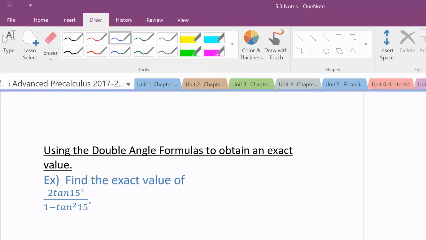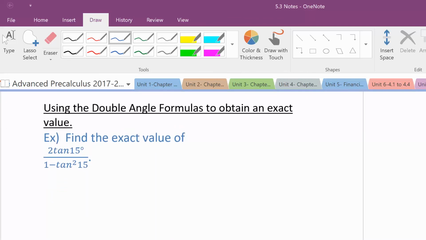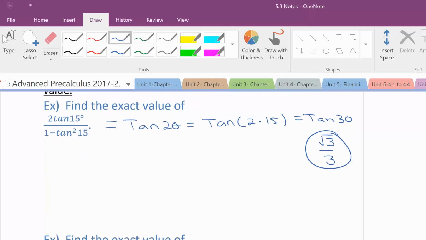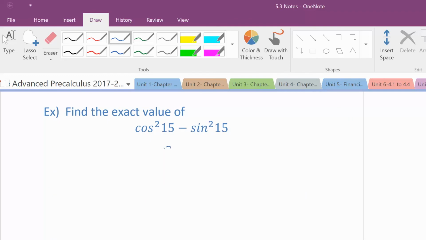All right, the double angle formulas to find the exact value. You look and see, well, which formula is this? This is the tangent of 2 theta. Theta is 15 here, so tangent 2 times 15 equals tangent 30. And the tangent of 30 is radical 3 over 3. When you're dealing with cosine squared minus sine squared, that's the cosine of 2 theta. And theta, once again, is 15. So cosine 30 is square root of 3 over 2.